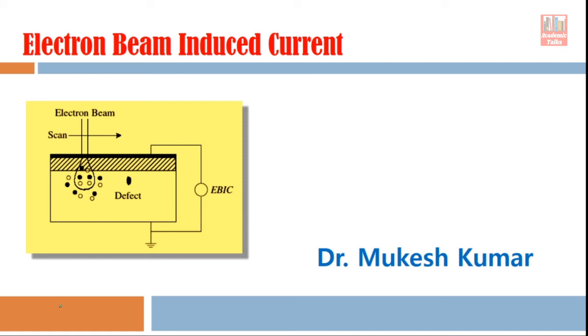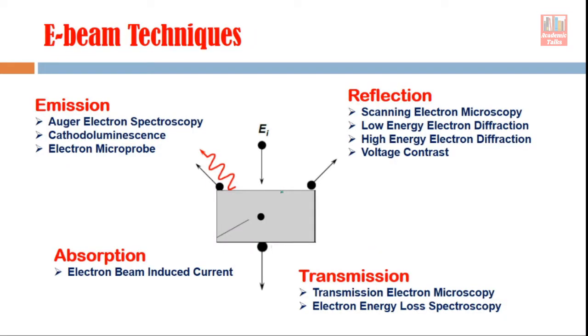Hello students, the title of today's lecture is Electron Beam Induced Current. Electron beam induced current is an electron beam technique for the characterization of semiconductor materials. You know that when an electron beam interacts with a semiconductor material, there are many possibilities: reflection of electrons, transmission or emission of electrons or X-rays.